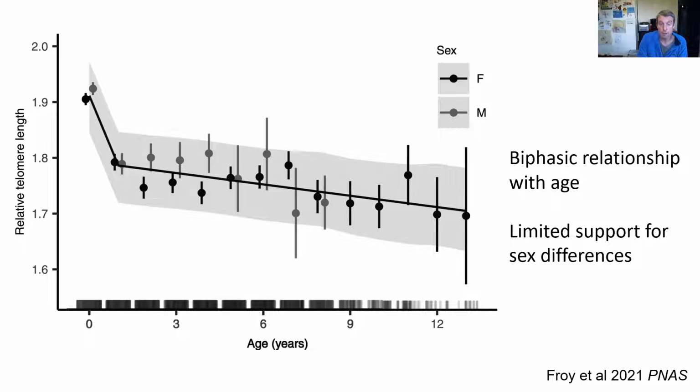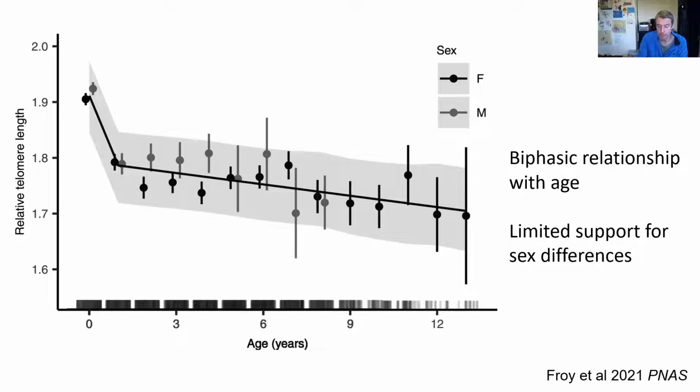So the animals are first caught at around 4 months of age in their first August, and then every year subsequently, we see this rapid decline in telomere length over the first year or so, and then a still significant but much shallower decline thereafterwards. And there's very limited support for sex differences here in this analysis.